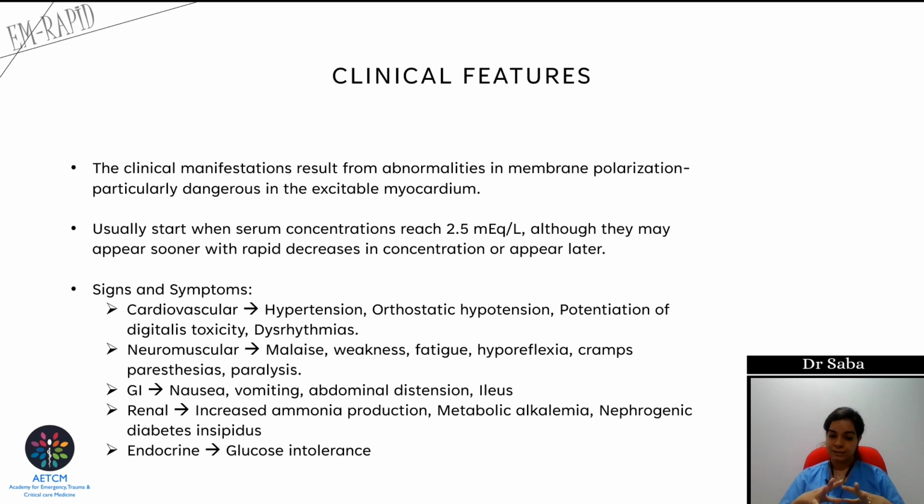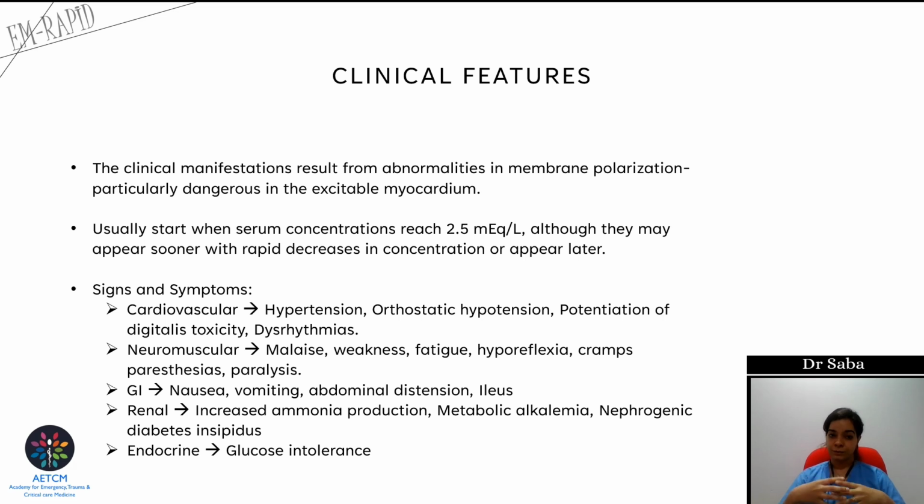Now, when we talk about the signs and symptoms, again, each organ system of the body gets affected. When we talk about the cardiovascular system, which is majorly affected, it will lead to hypertension, orthostatic hypotension, potentiation of digitalis toxicity, and dysrhythmias. When a patient is taking digitalis, they have to be extremely cautious, because when the potassium level goes below the normal range, the action of digitalis increases, which is why the toxicity levels can potentially increase. It will enhance the digitalis levels in the body.